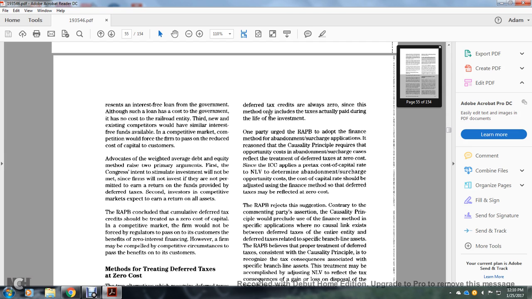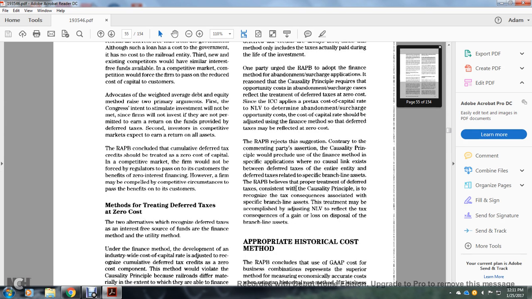One party urged the Railroad Accounting Principles Board to adopt the financing method for abandonment surcharge applications, arguing that the causality principle required it. Abandonment surcharge cases reflect the treatment of deferred tax at zero cost, since the Interstate Commerce Commission applied the pre-tax cost of capital rate. The net liquidation value determined the abandonment surcharge, and the opportunity cost of the cost of capital rate should be adjusted using the financing method, so deferred taxes may be reflected as zero.